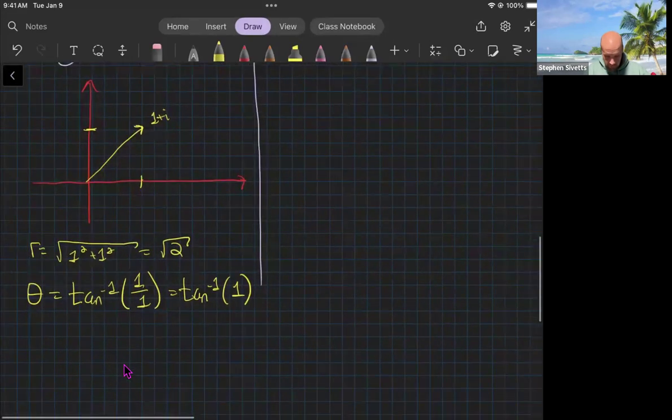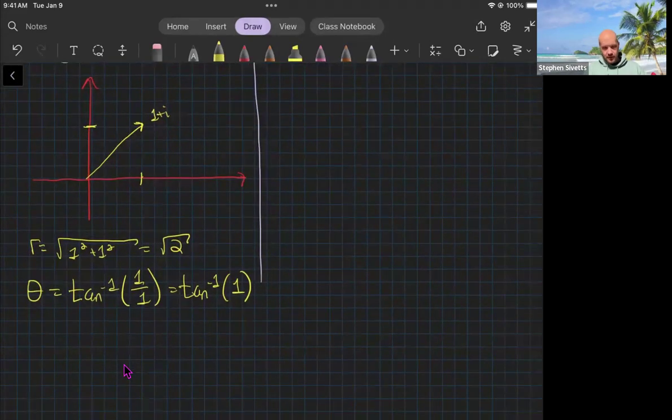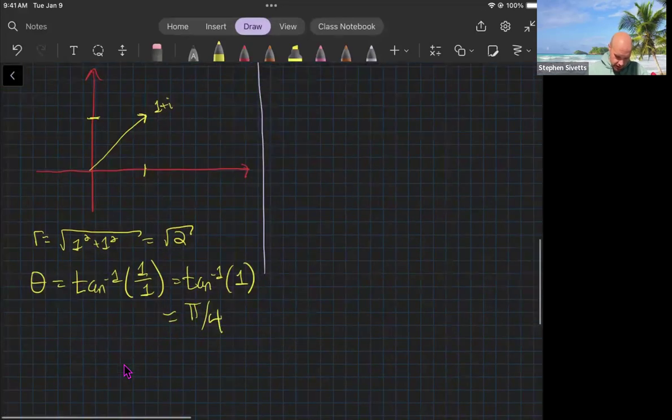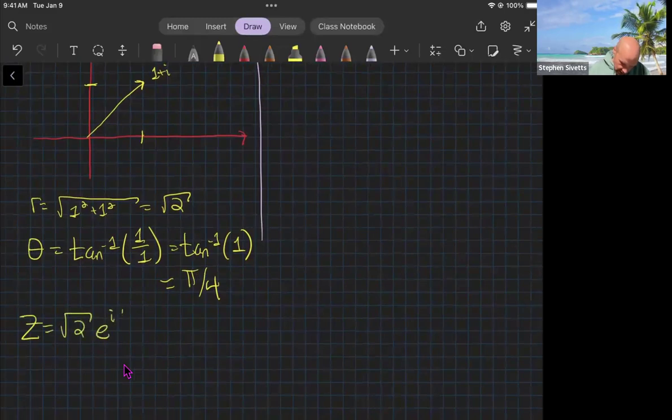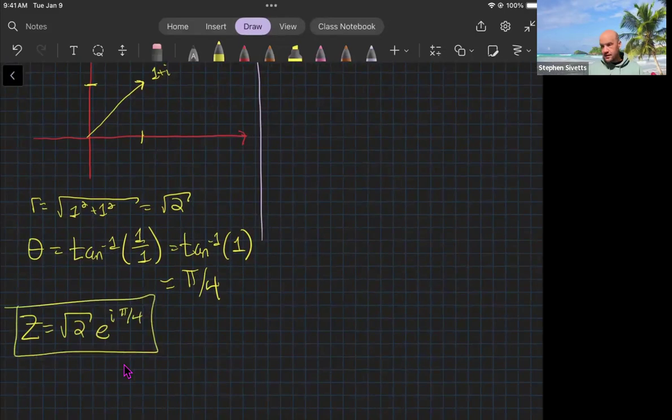Inverse tangent of 1. What is that? If you guess pi over 4, you're right. It is pi over 4. So we can write z is equal to root 2 times e to the i times pi over 4. That's the polar form of a complex number. Or you can write root 2 times cosine theta plus i sine theta. That's the other way to do it.